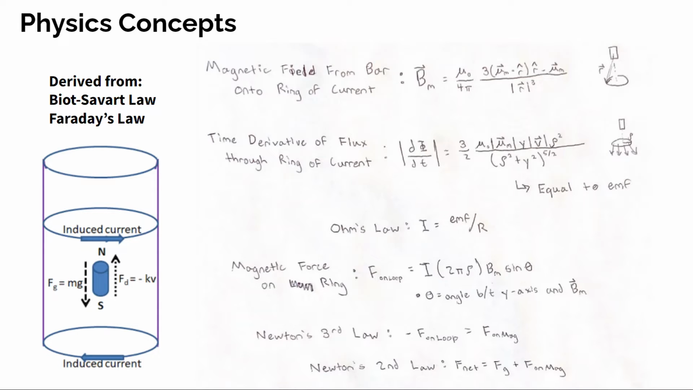Next, we use that EMF and Ohm's law to derive the current value for that ring of induced current. Next, we used the induced current, the radius of the cylinder, the magnitude of magnetic field at that ring, as well as the angle between the y-axis and the vector for the magnetic field at that ring to find the force on the loop. Then we use Newton's third law to find that the force on the magnet would have to be the inverse of the force on the loop, and then finally use Newton's second law to find that the net force on the magnet would be equal to the force of gravity plus the force on the magnet.